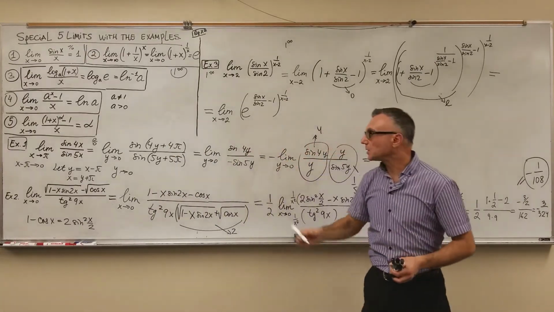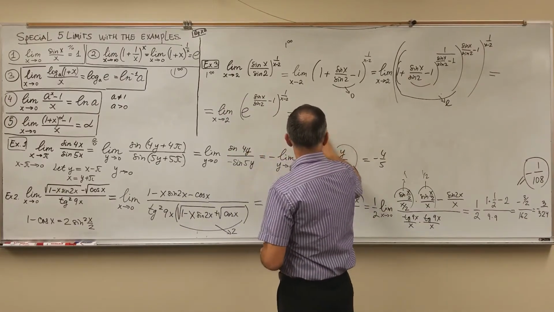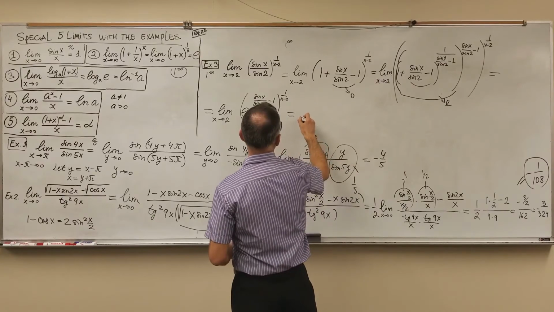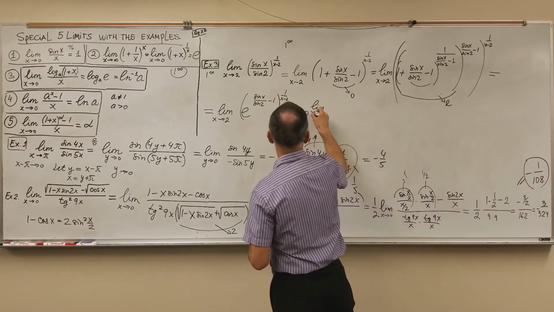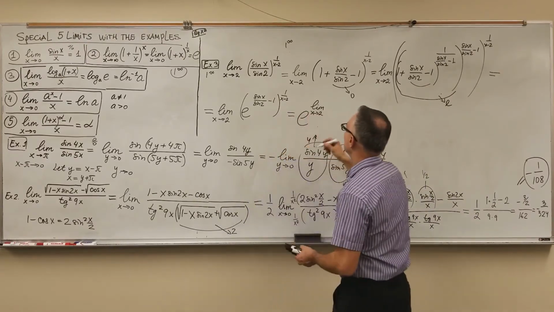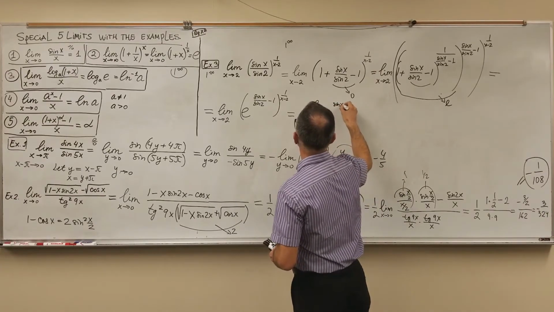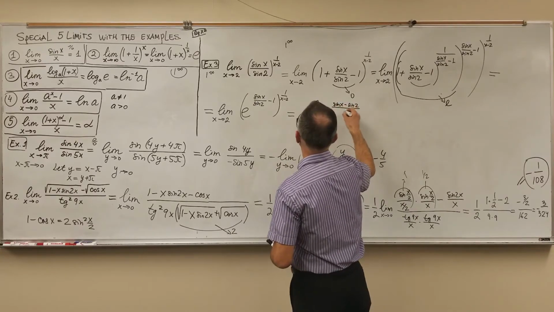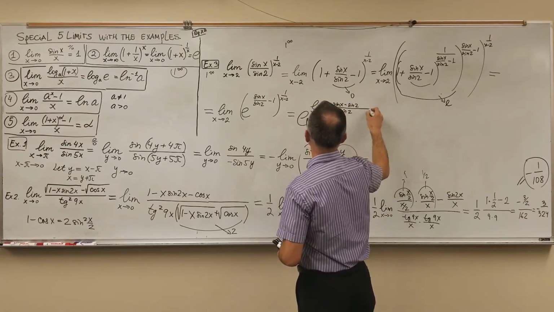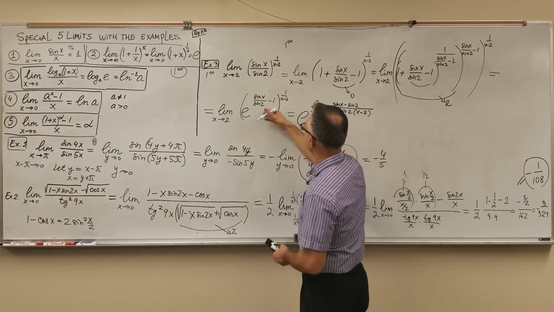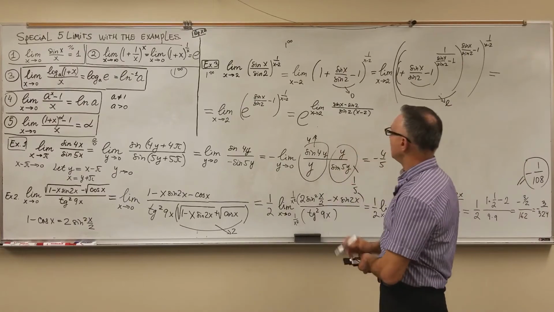Since e is a continuous function, I can interchange the function and the limit. So in this case, it will be equal to e to the power of the limit when x goes to 2 of what? It is (sine x minus sine 2) over sine 2, multiplied by 1 over x minus 2. And just multiply powers, the power rule, and that's the limit of that.